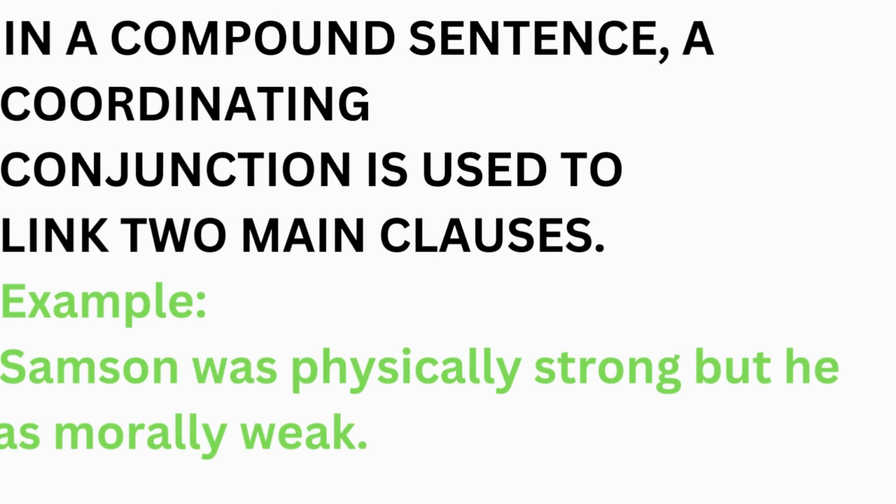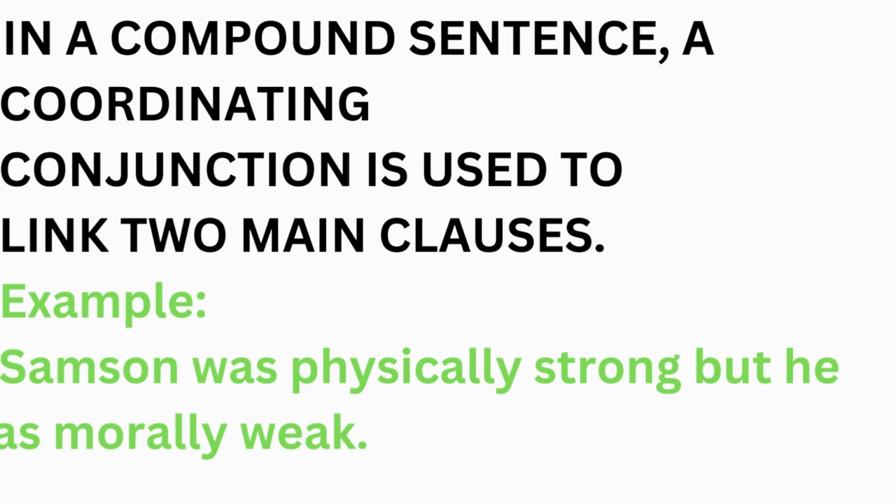This brings us to rule number 7. In a compound sentence, a coordinating conjunction is used to link two main clauses. Now, of course, you know that a compound sentence contains two main clauses. For example, Samson was physically strong, but he was morally weak. Here we have two main clauses, or two independent clauses, if you like. Samson was physically strong is main clause number 1. He was morally weak is main clause number 2.